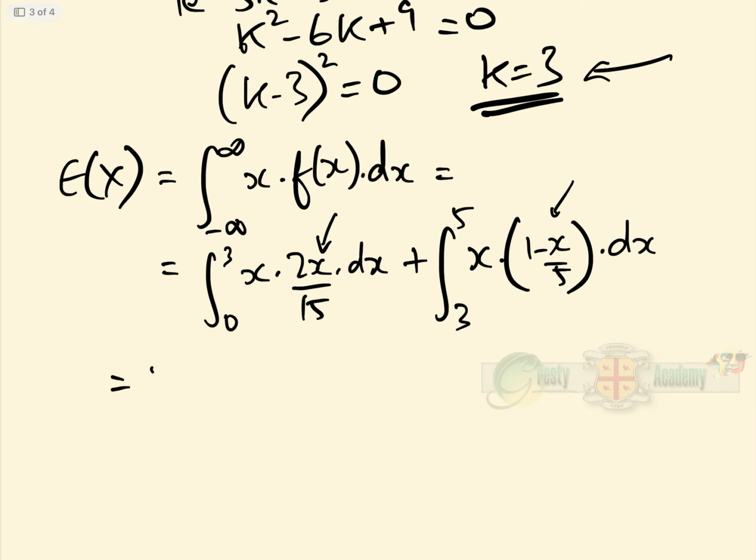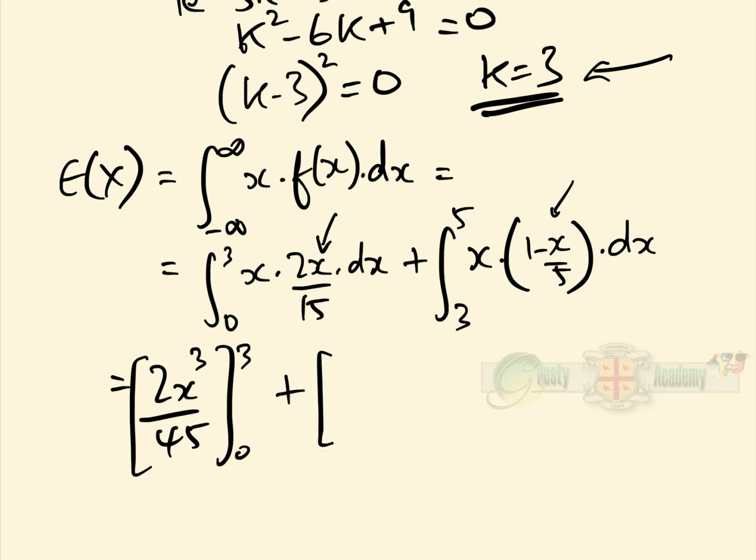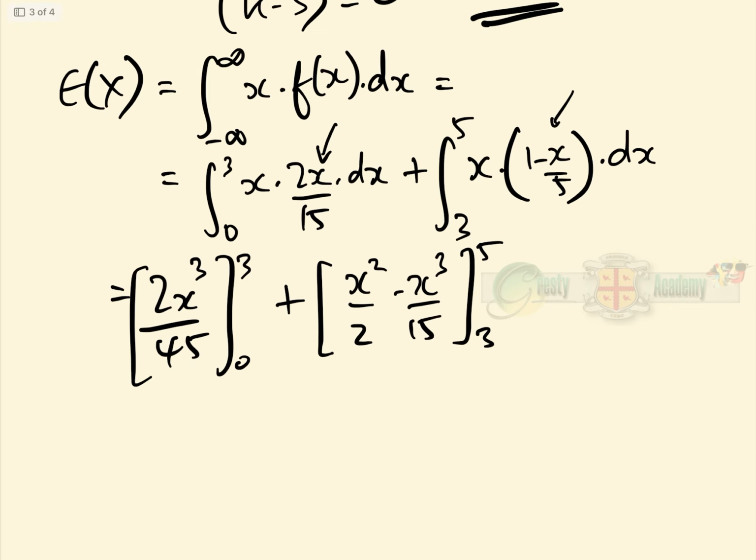Okay, now it's just a matter of doing this. That's 2x cubed over 45 between 0 and 3. Add x squared over 2 minus x cubed over 15 between 5 and 3. Actually, as a general note, you will find that generally speaking, the integrals aren't overly hard for working out the expected value and the variance. They're more interested in making sure you understand how to do them.